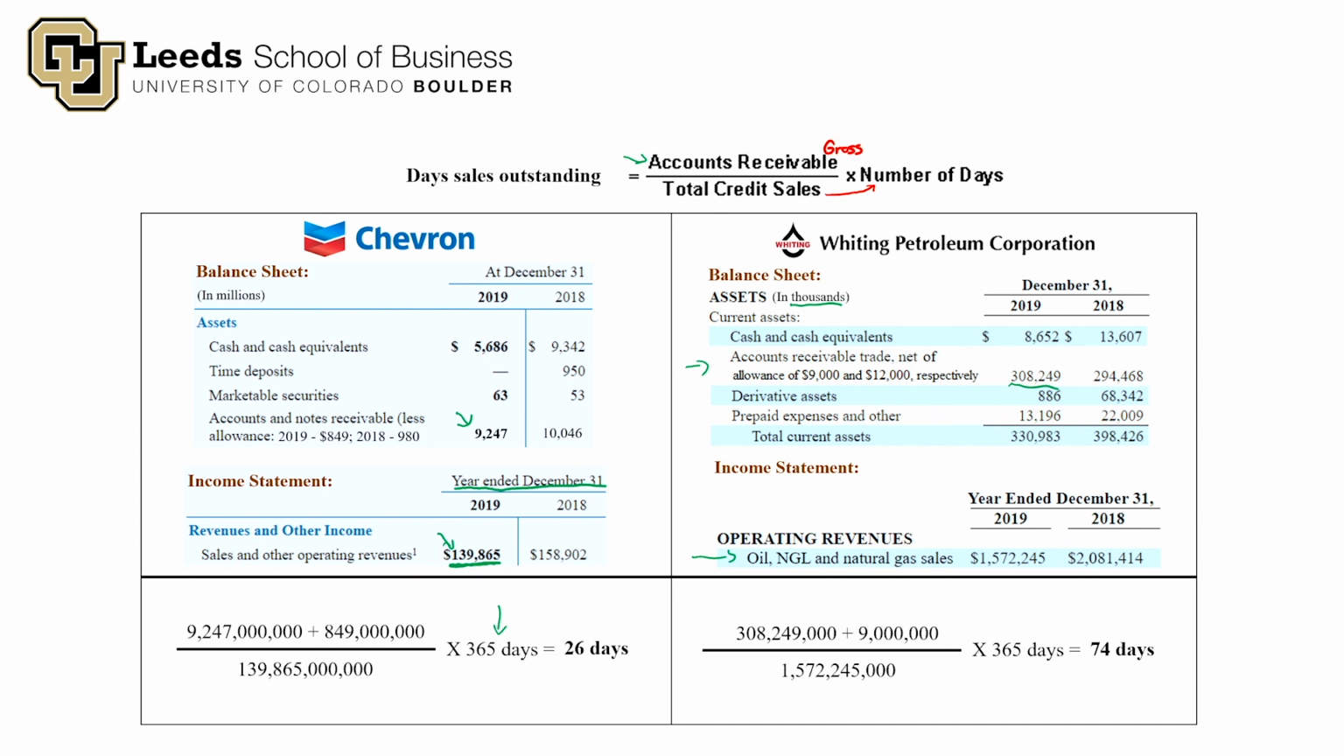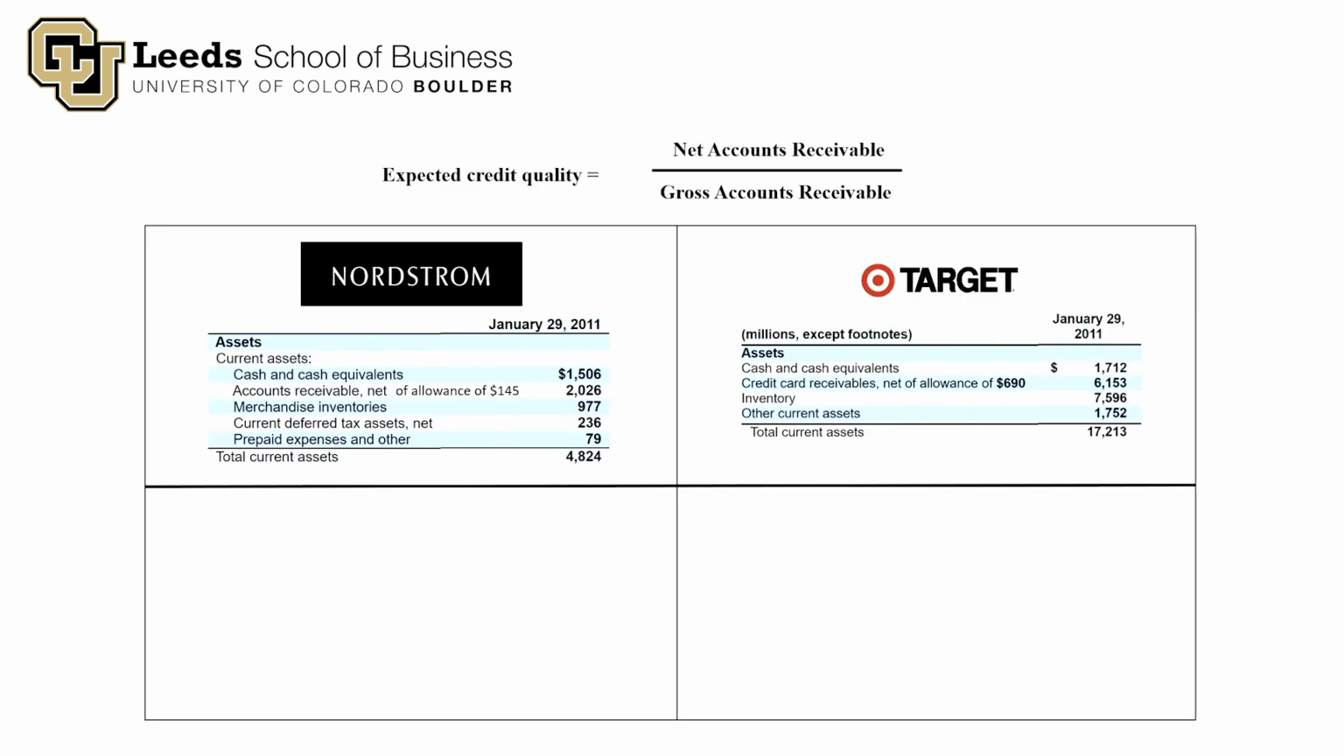And the interpretation is how many days does it take to collect revenue from your customers? Okay, the final ratio we'll do is expected credit quality. And this is pretty simple. Expected credit quality just means how creditworthy are your customers. And it's expected because it relies on a management estimate. And to calculate expected credit quality, the way I typically do it is by taking net accounts receivable and dividing by gross accounts receivable. So how much receivables do you expect to collect divided by how much receivables are you owed?